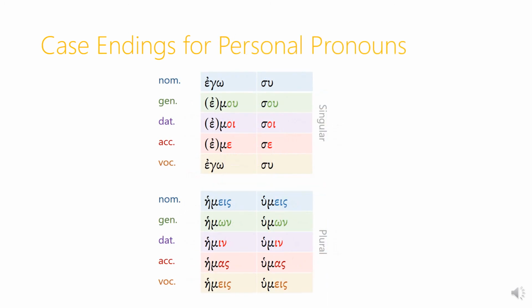With the first and second person personal pronouns, the dative forms are actually a little bit unusual. With the singular pronouns ego and su, the dative ending is oi, omicron iota. So the dative form of ego is moi or emoi, and the dative form of su is soi. That can look hard to remember.